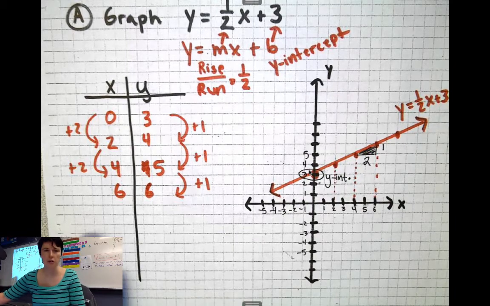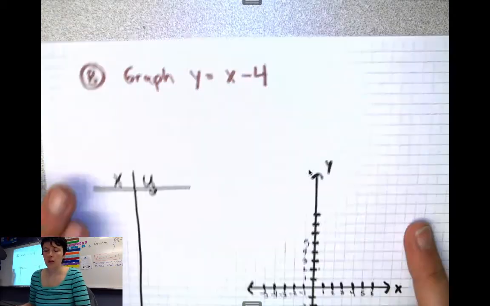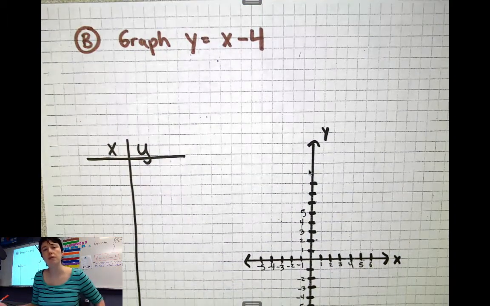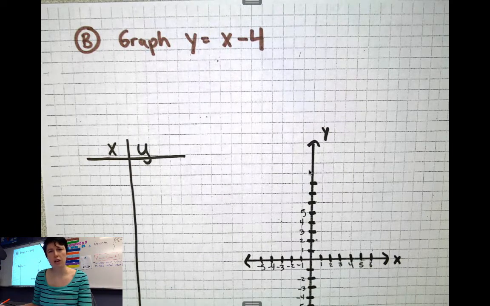Okay, so let's try another one. That was kind of our first one. So for B, go ahead and write this down. Graph y equals x minus 4. Y equals x minus 4. And then will you pause the video and try it yourself first?